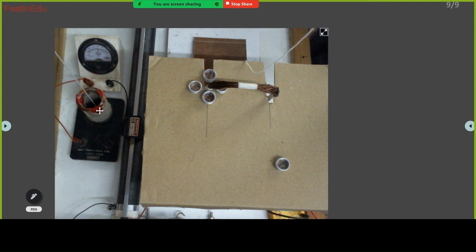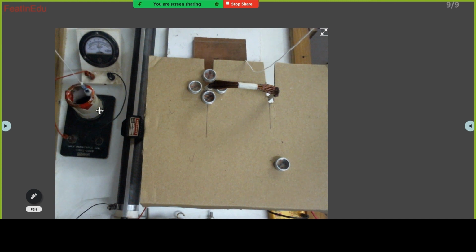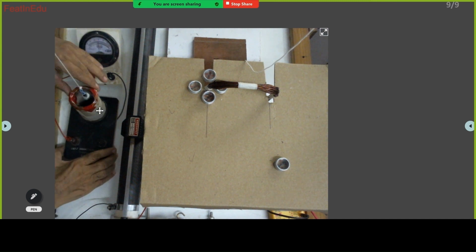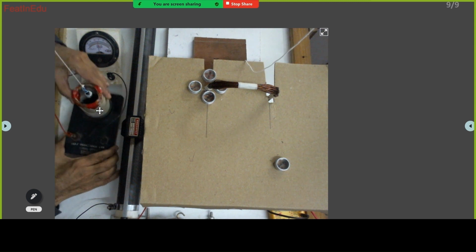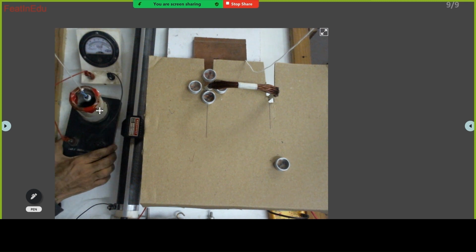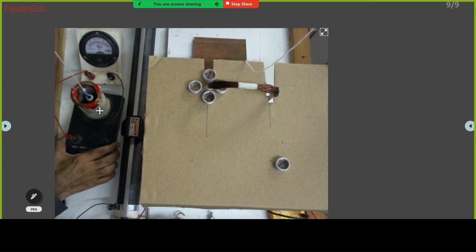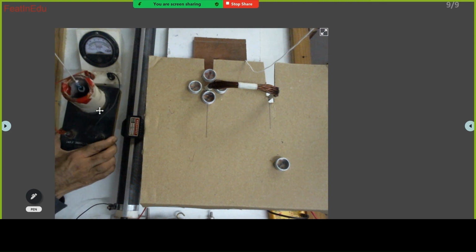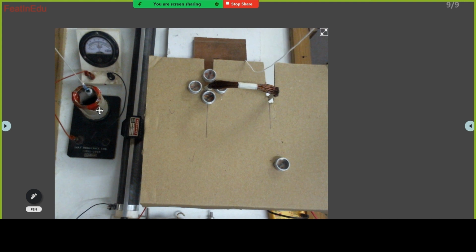Now here I was moving the magnetic field and the coil was stationary. Now I will make the coil move and the magnetic field stationary. Now what should happen? It should happen the same thing in the galvanometer. Okay, 1, 2, 3. Did something happen? You can see now the magnet is stationary but the coil is moving, and you can see the galvanometer is deflecting. Got it?